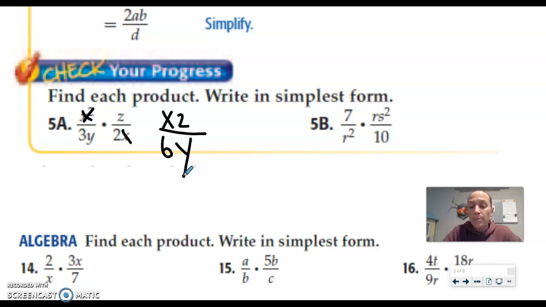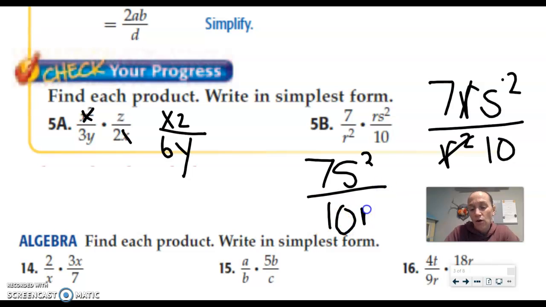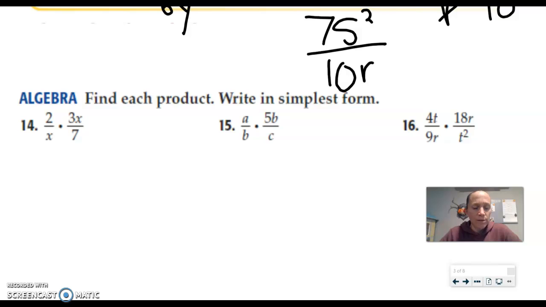Okay, and then for 5b, I'm not going to simplify before, although I do see that I could do that with the r's. So I'm just going to multiply it as it is. 7rs squared over r squared times 10, right? And then I'll just simplify this now. This r will take care of one of these r's. So I'd be left with 7s squared over r10. I guess I'd probably rewrite that as 10r just because it's a little bit better that way. So there you go. You can simplify before or you can simplify after. And there were a couple more examples there. I won't do all these for you.